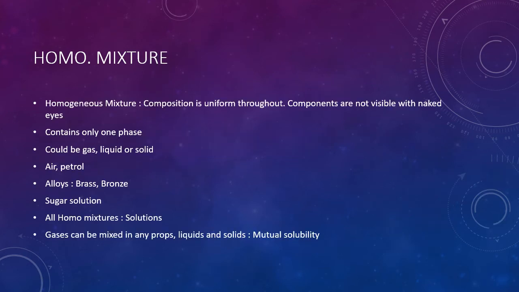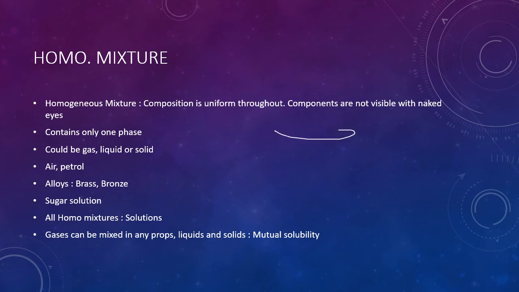Mixtures are again classified into two different types. One is homogeneous mixture and one is heterogeneous mixture, right? So in this particular slide, we would be dealing with homogeneous mixtures. What are homogeneous mixtures and their properties? Homogeneous mixtures are mixtures having only one phase.